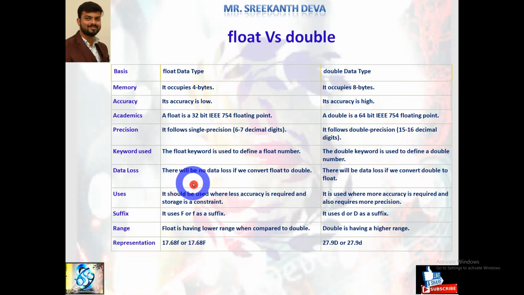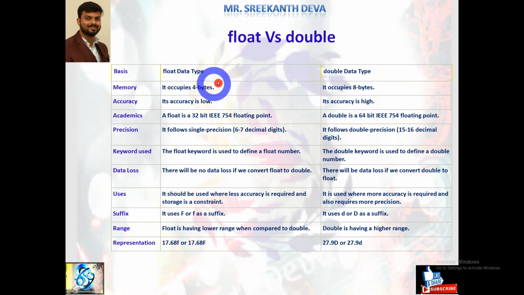There will be no data loss if we convert float to double type. So when we typecast, converting a float value into double type, there is no loss of data. But in case of double, there will be data loss if we convert the double data type to float type. Why? Because float occupies 4 bytes of memory, double occupies 8 bytes of memory.